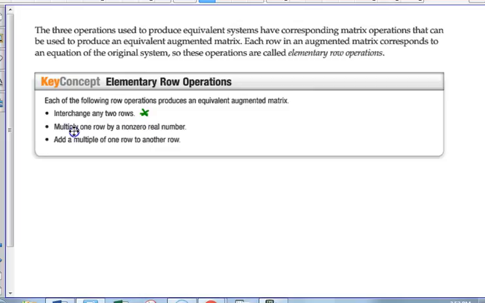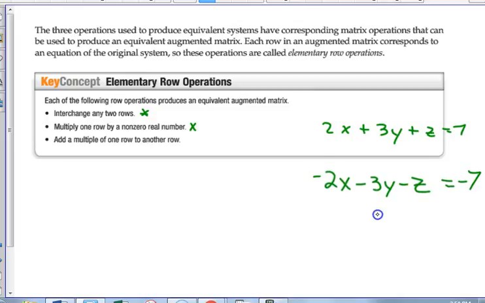Then it says you're allowed to multiply one row by a non-zero real number. So if I have an equation, is it equivalent as long as I do it all the way across? Like change all the signs? That's okay, right? So that's why this step is okay.